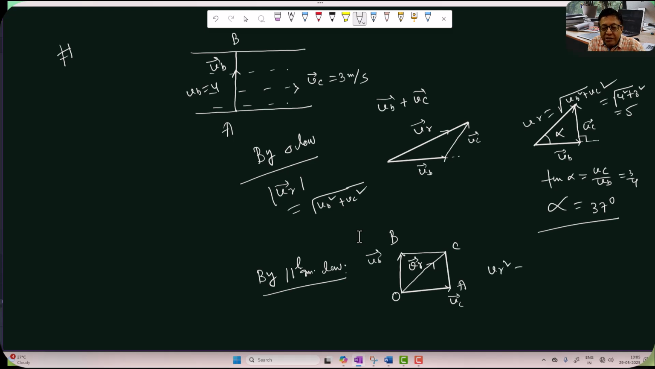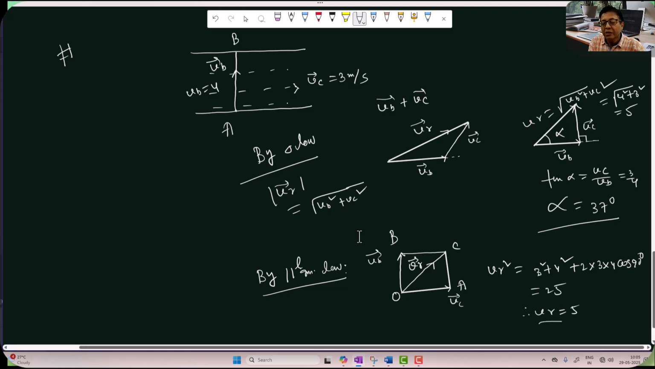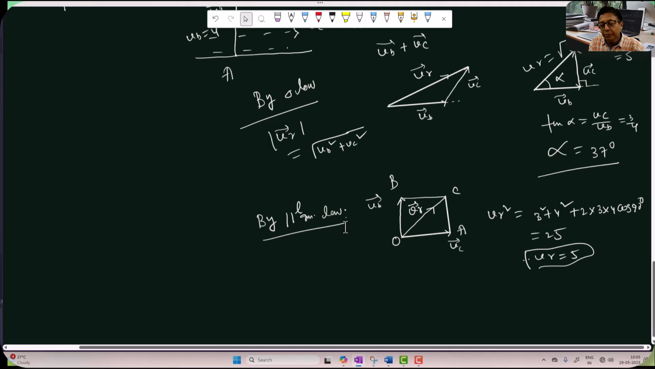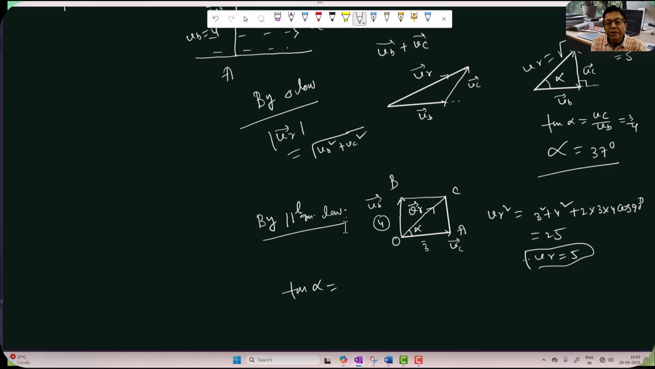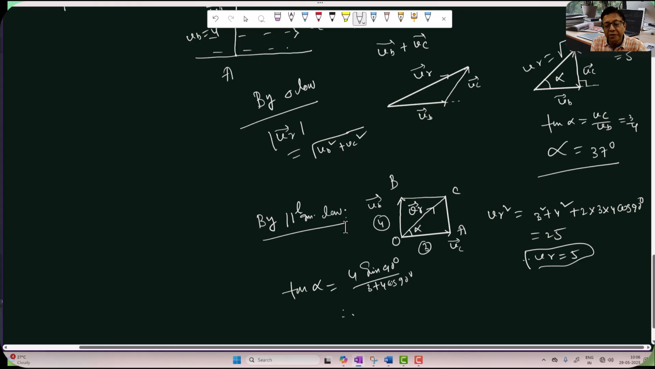So this time this is a resultant, and its value: VR square by formula is 3 square plus 4 square, straightforward formula, plus 2 into 3 into 4 cos 90, that is 25. So VR equal to 5, and this angle alpha will be what? Tan alpha equals VB sin theta by VA plus VB cos theta. You have taken 4 and this one 3. So 4 sin 90 by 3 plus 4 cos 90.